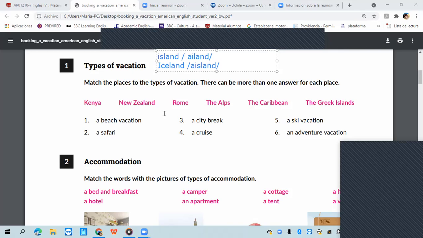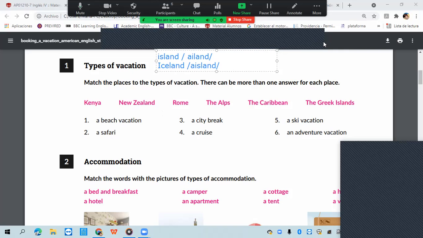Another one? The Greek islands. Yeah. But when you say an adventure vacation, what do you mean? What do you understand by that? In Spanish would be turismo aventura. Like doing unusual things. Exactly, to do unusual things that are interesting, exciting, but sometimes dangerous also. Okay, Kenya too, definitely. Right, good. Very good.